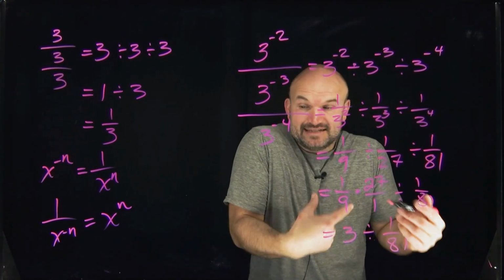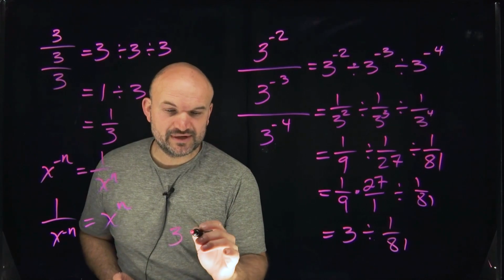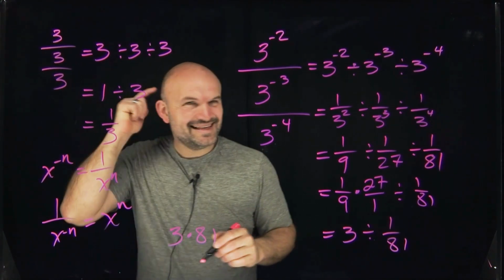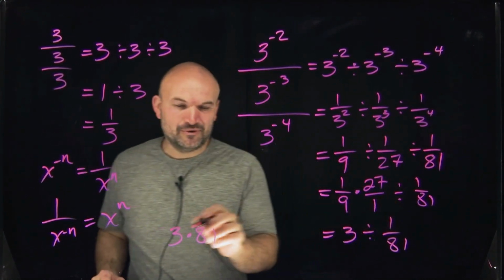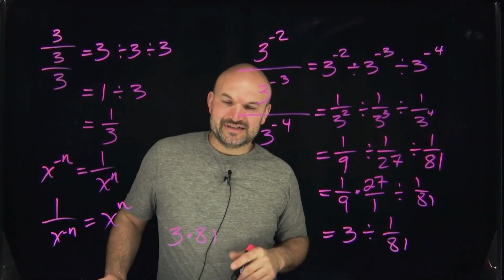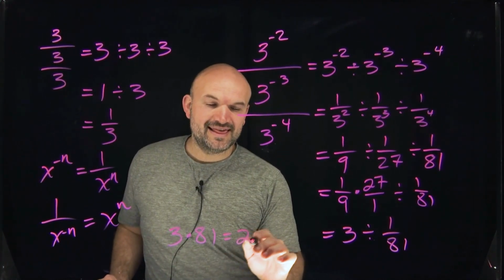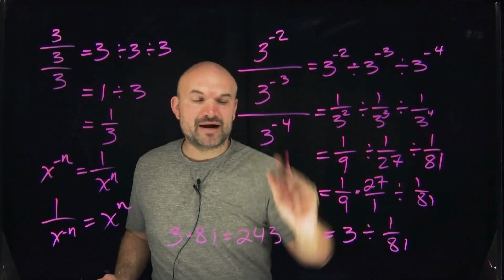Now I can rewrite that as multiplication. So that's going to be 3 times 81. And I think this is where I was getting that 3 earlier, because 3 times 81 is going to be 243. That is how you find the answer to a problem like this.